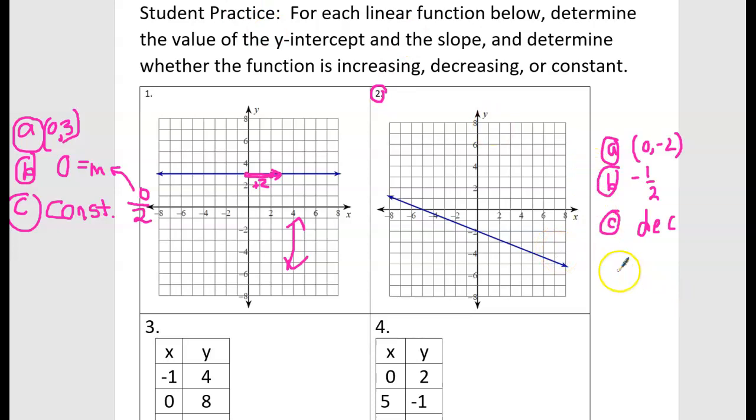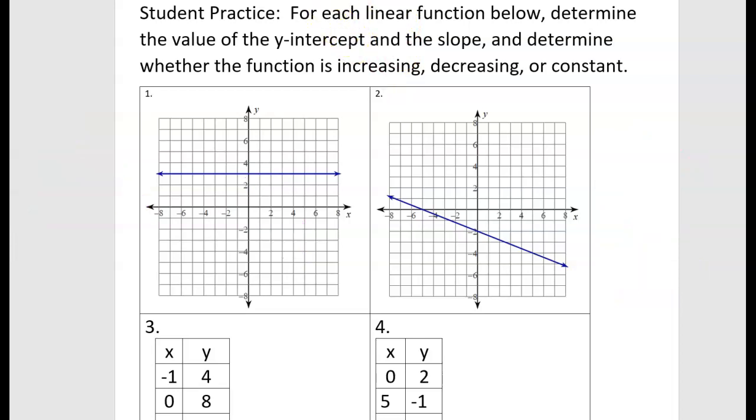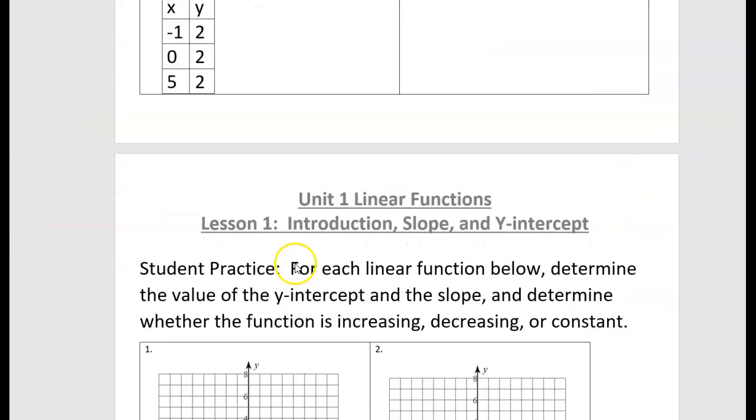Now, just for the heck of it, before we move on to the next problem here, if you know what the y-intercept is and you know what the slope is, you can actually know what the equation of the line is. And we're going to get to that on another day. But your slope goes here. Your y-intercept goes here. So the equation of this line is -0.5x minus 2. Okay? But we'll get to that on another day. Or maybe a little bit in today. We'll see. I don't know.